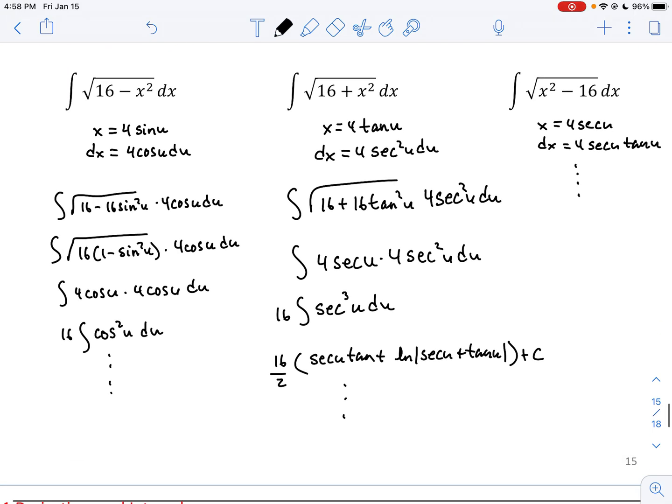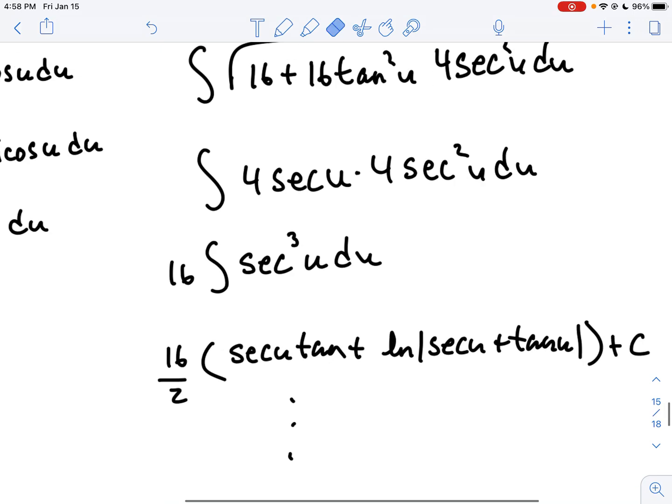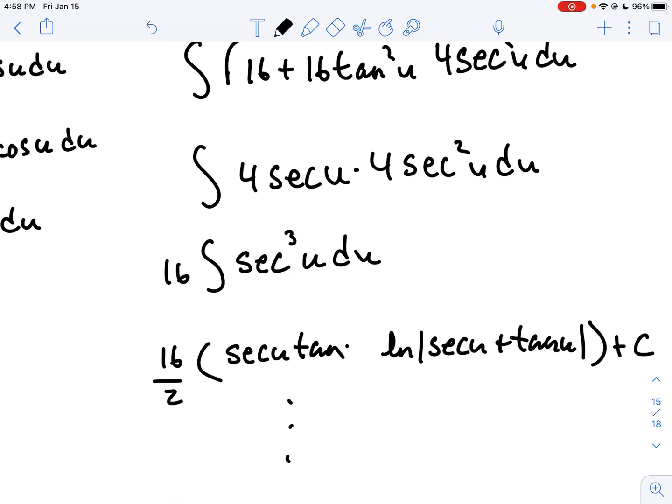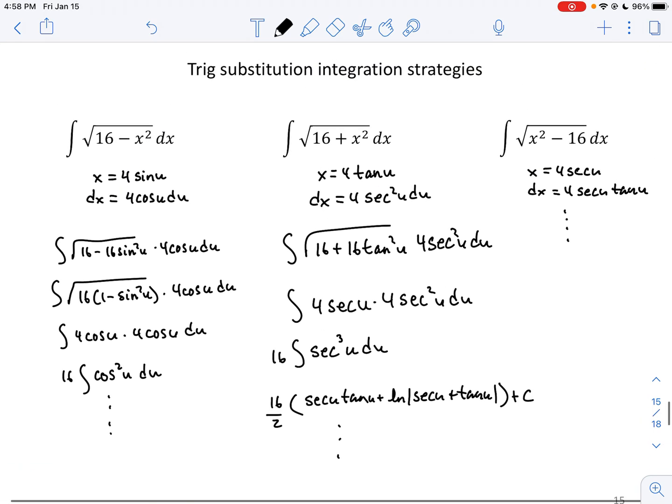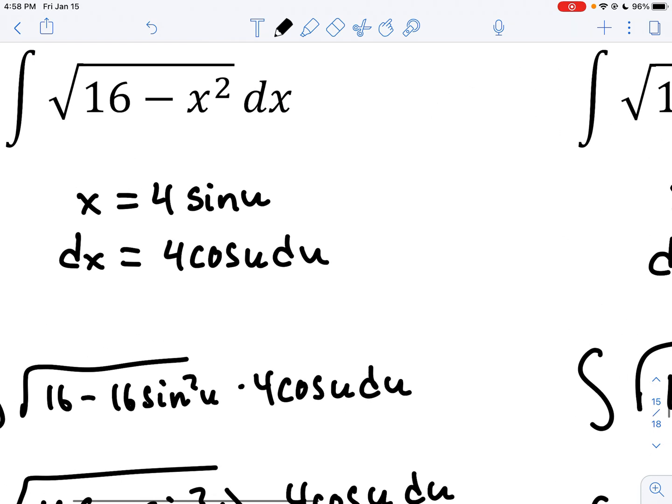Also, just remember how to do the back substitutions. When you do get a final answer in terms of u, and notice that I left off a u here in my answer, I just caught that, you want to be able to do the back substitution. The easiest way to do that is to take this statement here and solve it for sine u, so this would read sine of u is equal to x over 4, and then make a reference triangle, where the angle is u, and the sine is x over 4.